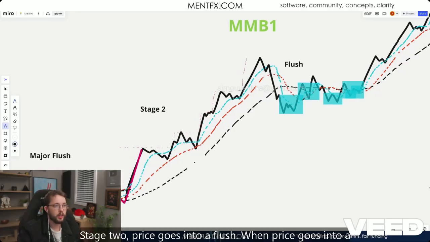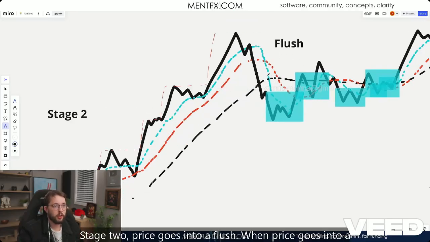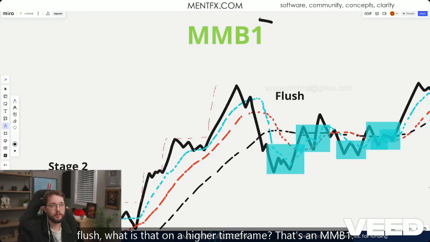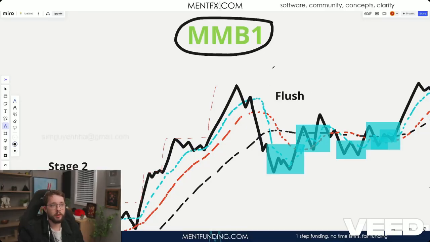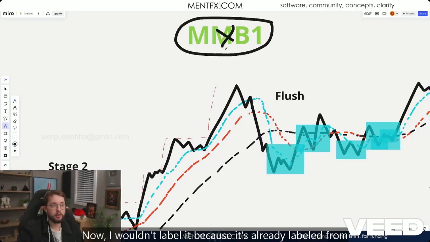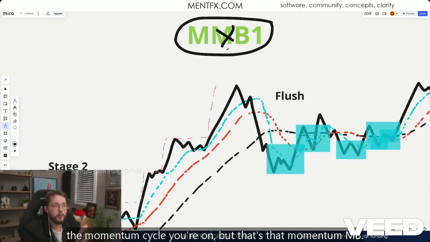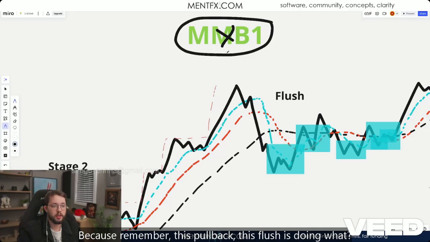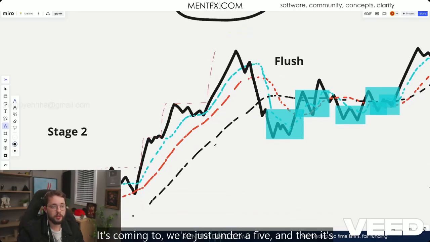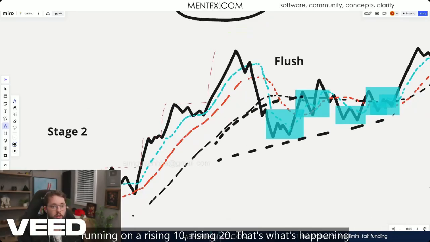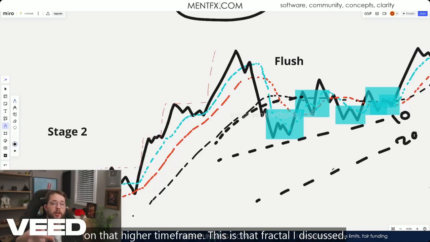Stage 2, price goes into a flush. When price goes into a flush, what is that on a higher time frame? That's an MMB1. Now, I wouldn't label it because it's already labeled from the momentum cycle you're on, but that's that momentum MB. Because remember, this pullback, this flush is doing what? It's coming to or just under a 5, and then it's running on a rising 10, rising 20. That's what's happening on that higher time frame. This is that fractal I discussed.